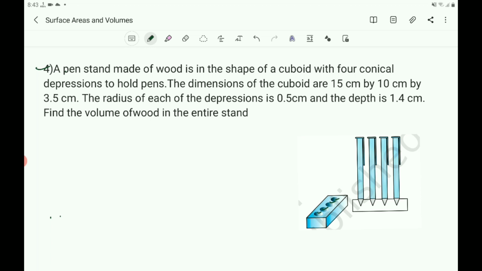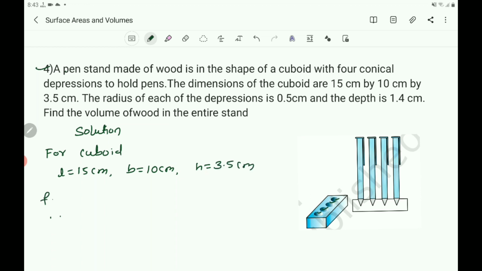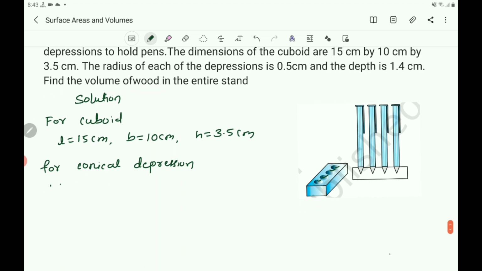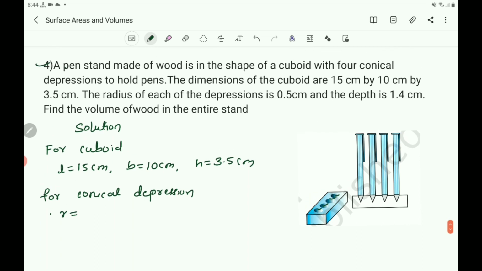Then write the solution. For cuboid, write L equals 15 cm, B equals 10 cm and H equals 3.5 cm. And for conical depression, what is R? R equals, the radius of the conical depression is given, that is 0.5 cm, and H equals 1.4 cm.